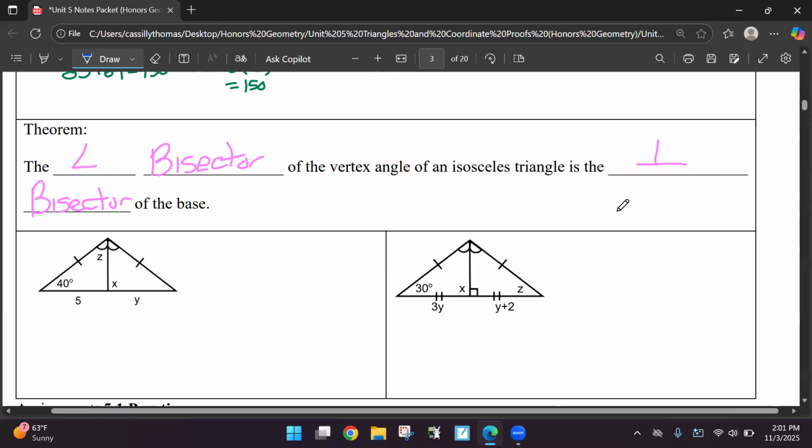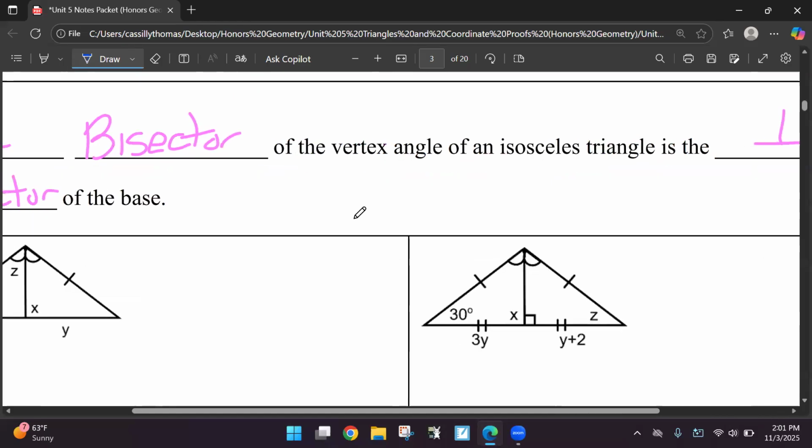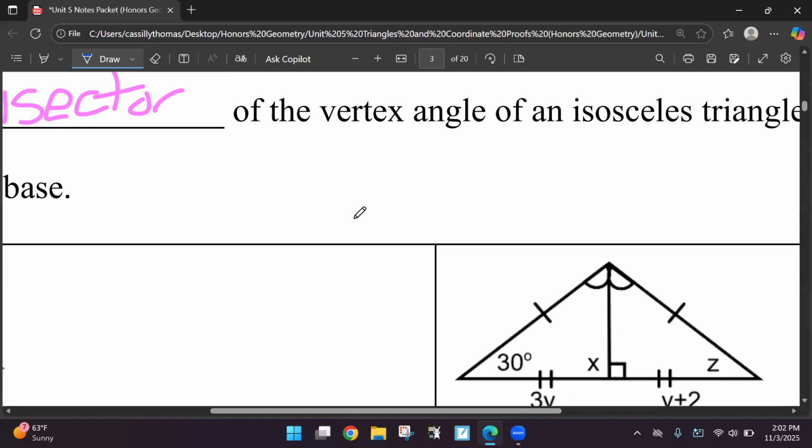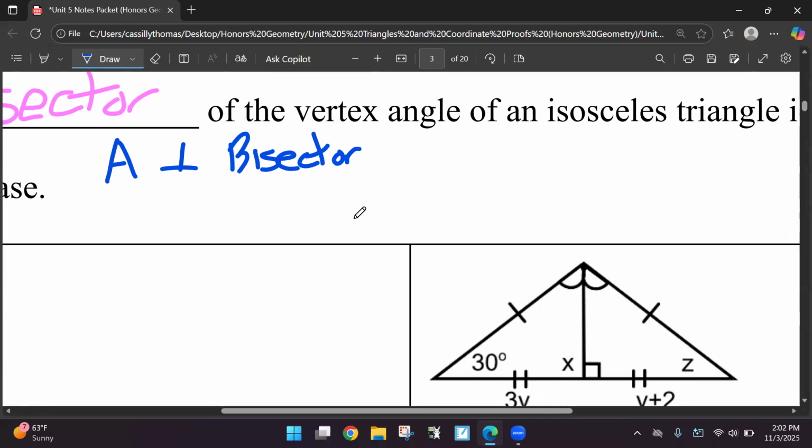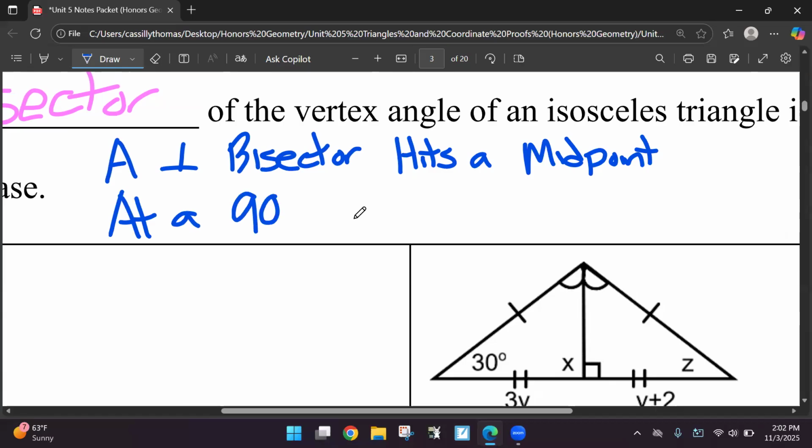We've mentioned this before, but it's been a while. Perpendicular means you're going to make a 90-degree angle. Bisector means it goes through the middle. So I'm going to say a perpendicular bisector hits a midpoint at a 90-degree angle.